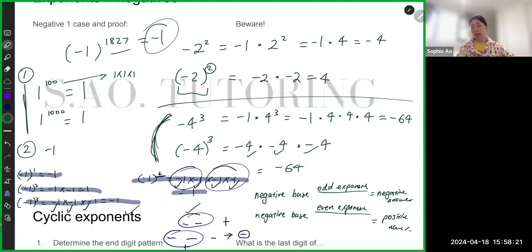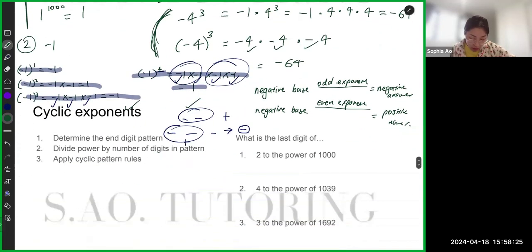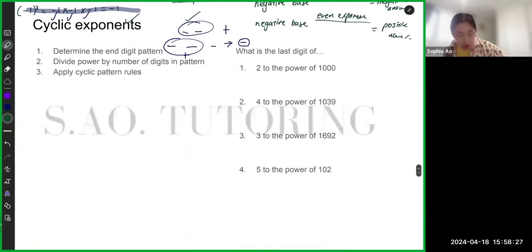One last thing to touch on now is cyclic exponents. Cyclic exponents are actually not too hard to do at all. Typically, if they do ask you to do it, they usually won't ask you for the exact answer. So here I have 4 sample questions. I am not going to be asking anyone to figure out what 2 to the power of 1,000 is.